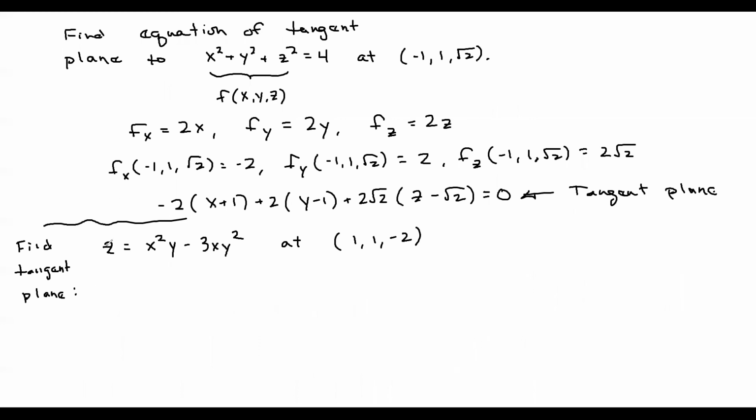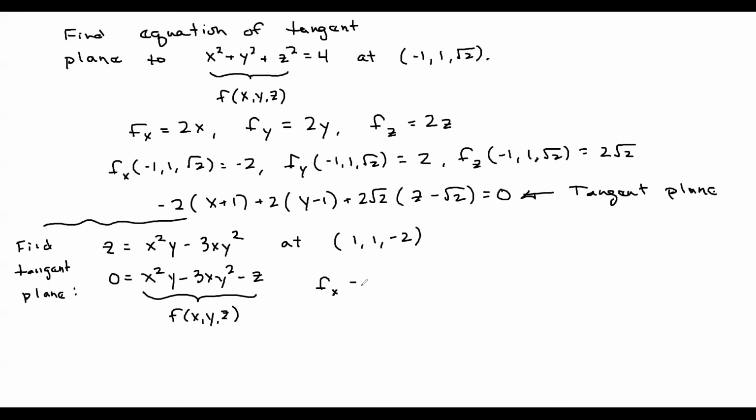So how do we do that? Well, you've got to have x, y, and z together on one side, so you've got to move the z over. If you do that, you'll get 0 equals x squared y minus 3xy squared minus z. And now notice you've got x, y, and z all together on one side equal to 0. So 0 would be the k, and this is the f of x, y, z. And then from there, it's all just partial derivatives and plugging in numbers.